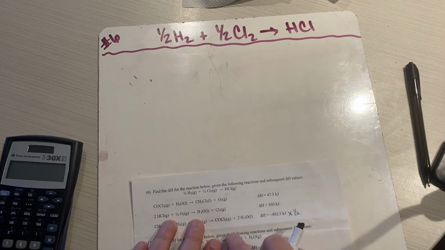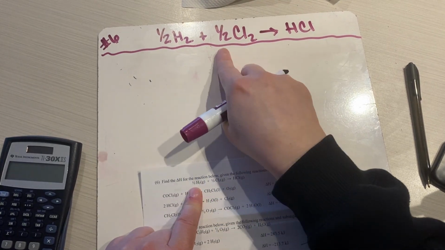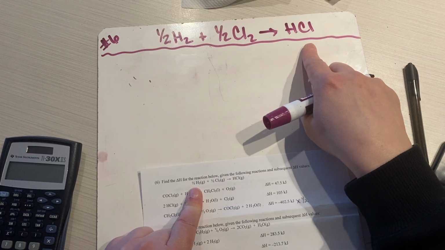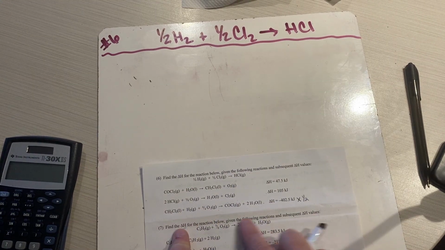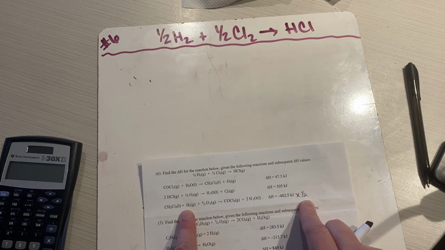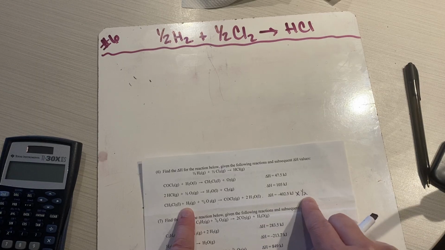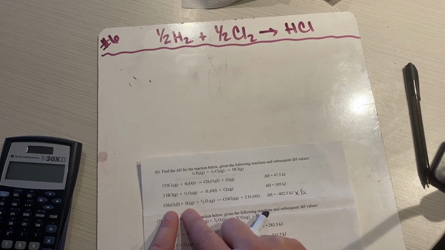All right, this problem looks like a doozy, but we're going to get through this. So I've got half H2 plus half Cl2 gives us HCl. I'm going to start by finding my equation that has H2 in it, which is this one right here. I'm going to have to multiply by half. I'm going to keep this negative still, but I'm going to have to multiply it by half in order to get half H2.